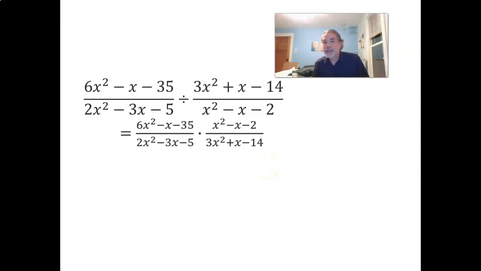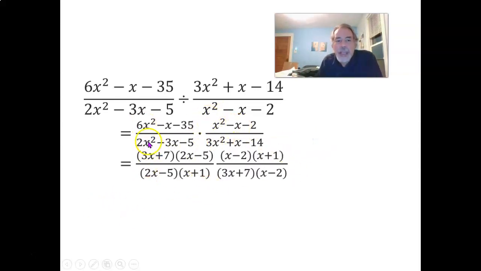What is the next step? What do we do next? Next, we go all factoring on everybody. So factor this, factor this, factor this, factor this. Turns out what we get is 3x plus 7 times 2x minus 5 over 2x minus 5 times x plus 1. And then over here, x minus 2 times x plus 1 over 3x plus 7 times x minus 2. And do you see anything we can cancel?